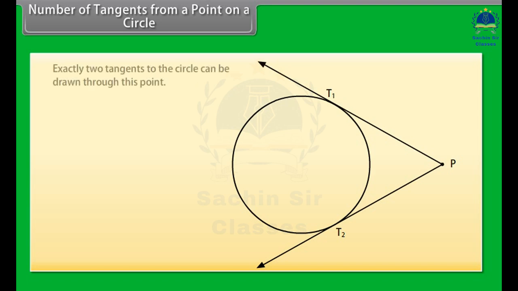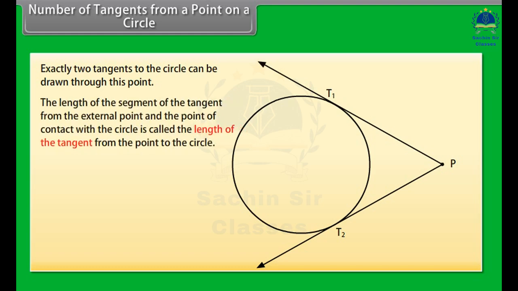We can find that exactly two tangents to the circle can be drawn through this point. The length of the segment of the tangent from the external point to the point of contact with the circle is called the length of the tangent from the point to the circle. Here PT1 and PT2 are the lengths of the tangents from P to the circle. The lengths PT1 and PT2 have a common property which we will learn in the next screen.